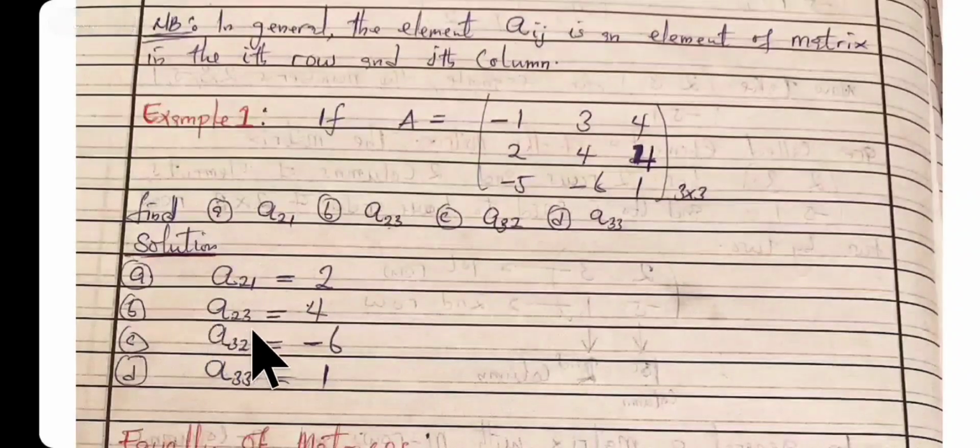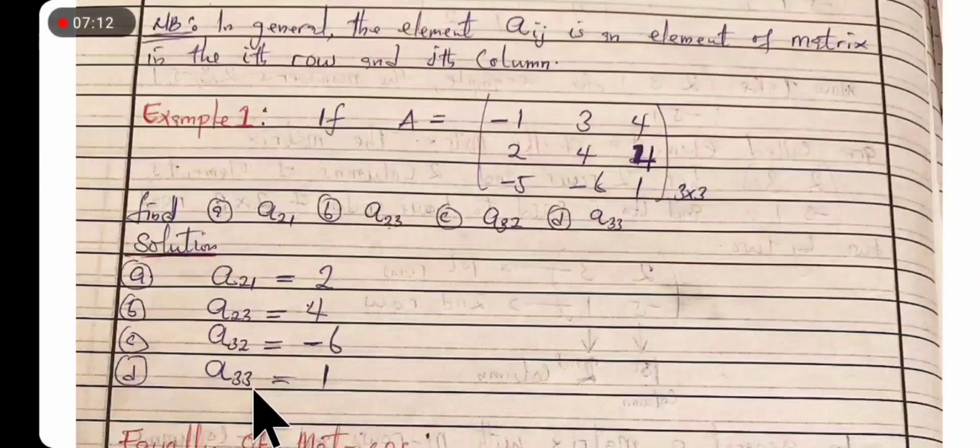Okay, A23, that means the element in the second row and in the third column. This is the third column, which is 4. Okay, A32, this is the element in the third row and then the second column. This is the third row, and then in the second column, this is -6. Second column, third row, -6.